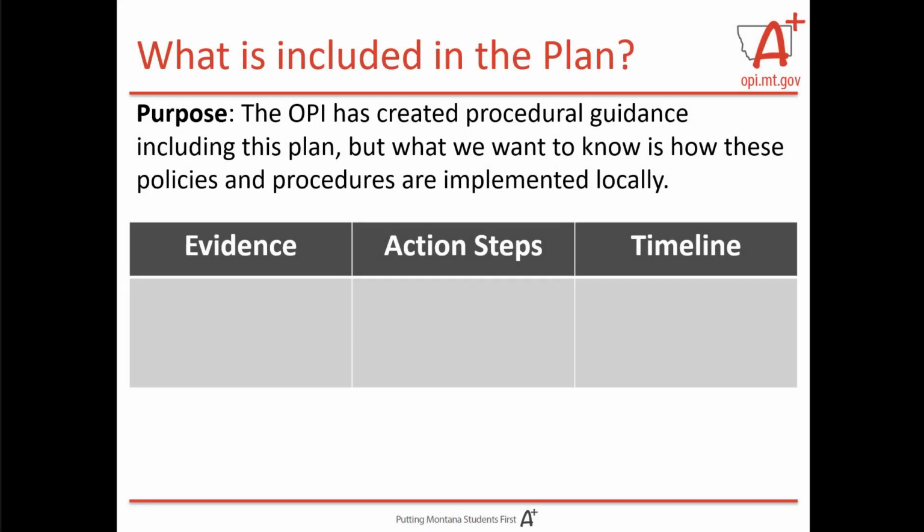Each plan has 3 distinct implementation features: 1, evidence; 2, action steps; and 3, timeline. The MontCAS testing plans define the expectations of the school and should be created with the persons involved with testing. The OPI has created procedural guidance, including these 4 plans, but at the state level, we want to know how these policies and procedures are actually implemented at the local level. The OPI needs confirmation for how these activities are actually handled in each school system.